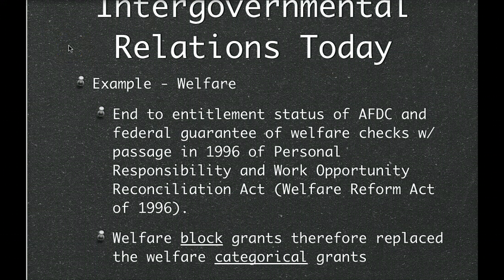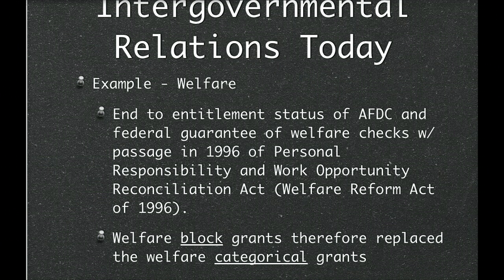And what Republicans wanted to do, and a lot of states wanted to do, was to end the entitlement status of AFDC and the federal guarantee of welfare checks. And it took them 3 tries, but the third time was a charm, with the passage in 1996 of the Personal Responsibility and Work Opportunity Reconciliation Act, otherwise known as the Welfare Reform Act of 1996. Now, welfare block grants, based on the law, replaced the welfare categorical grants. And that meant that the states were deciding how they would spend the money.